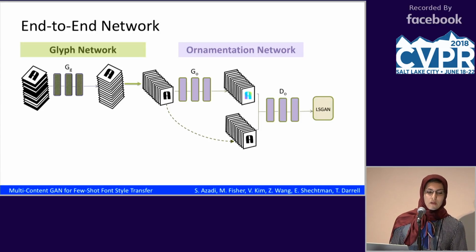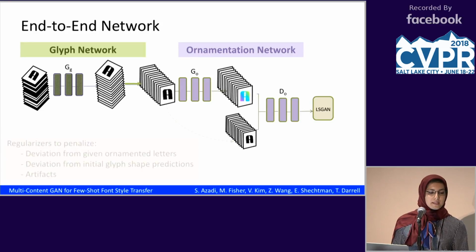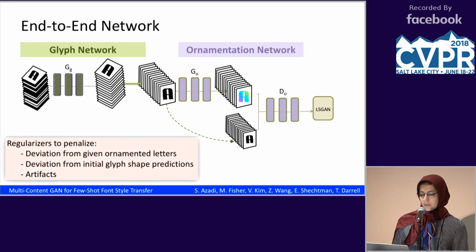So similarly, the ornamentation network is a conditional GAN with a generator and a discriminator, where we have ground truth images for only a subset of the letters. In addition to the GAN loss, we apply multiple regularizers on these inputs and outputs in order to penalize deviation of the network predictions from given stylized letters, in addition to penalizing the glyph shapes from their initial predictions and avoiding unwanted artifacts.